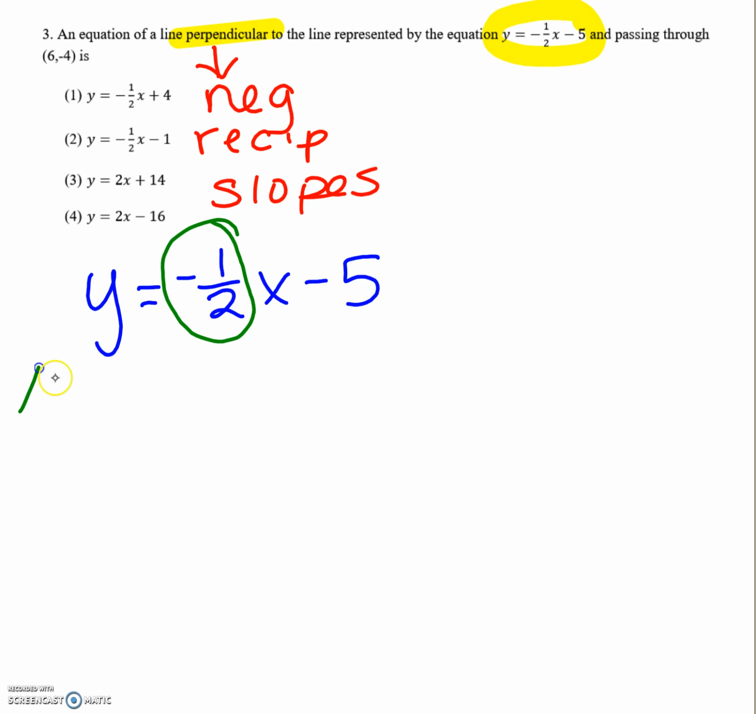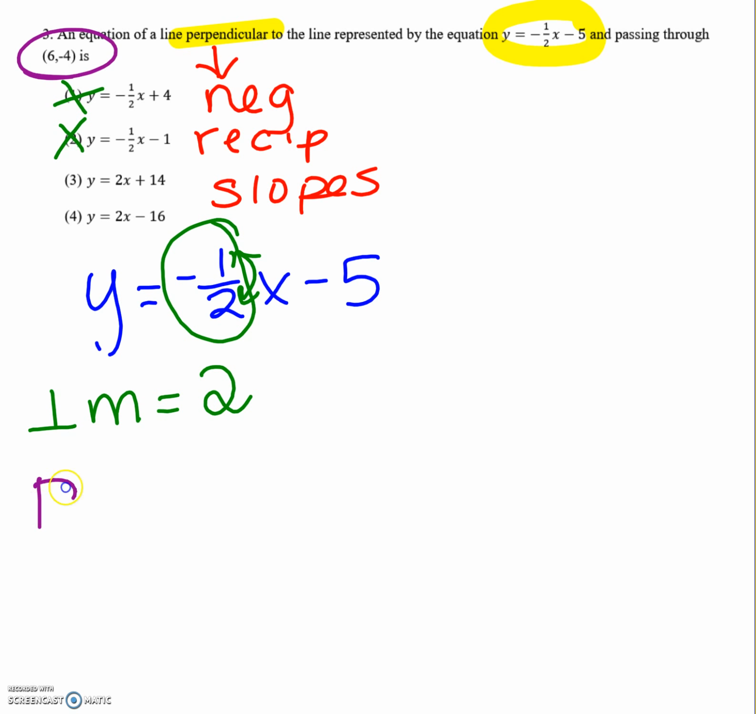So if we wanted a parallel slope, we would use negative 1/2. So we're going to go through our choices, and we should notice that 1 and 2 have the same slope, which means it would be parallel. But the question says perpendicular. So our perpendicular slope, instead of a negative, we would have a positive, and instead of 1 over 2, we should have 2 over 1, which is just 2. So we're looking at choice 3 or choice 4. The second criteria is that it has to pass through the point (6, negative 4), which means (6, negative 4) has to be a point on the line.